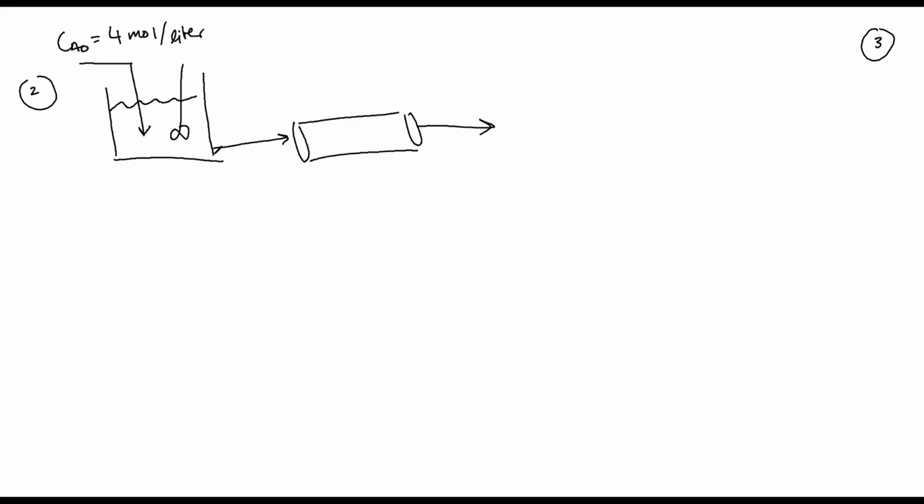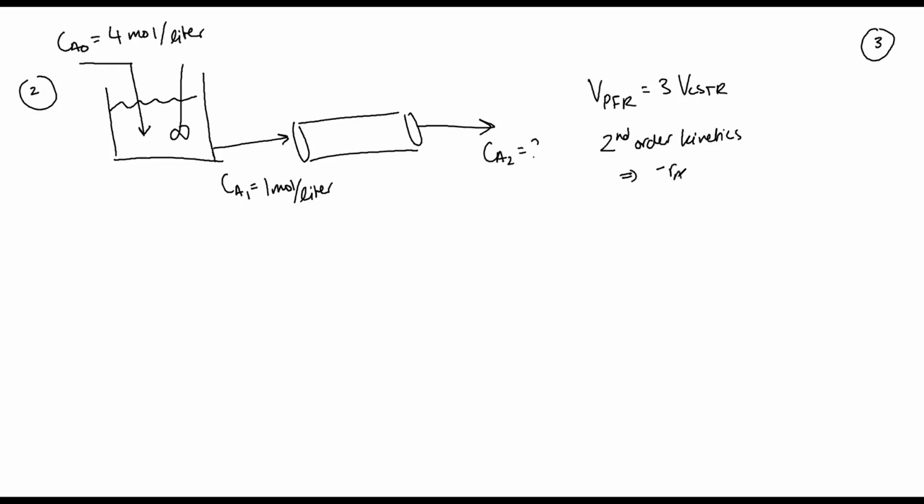Ca here, I'm gonna call this Ca1. You're told it's 1 mole per liter, and you need to calculate Ca2 basically, and you're given a piece of information. You're told the volume of the PFR is 3 times the volume of the CSTR, and again you have second order kinetics. So basically minus RA is equal to K Ca squared.